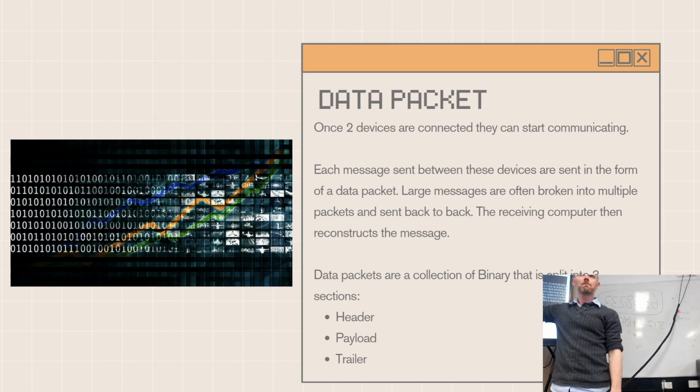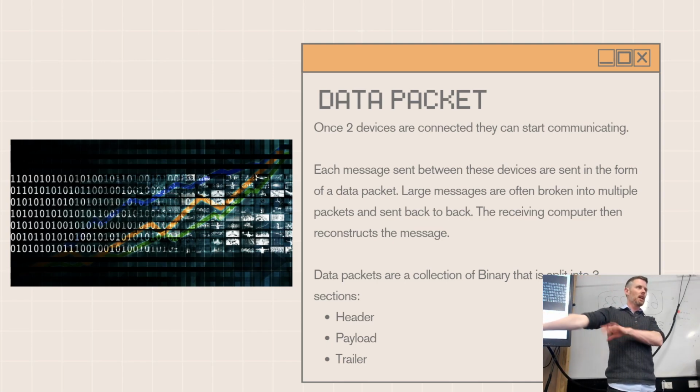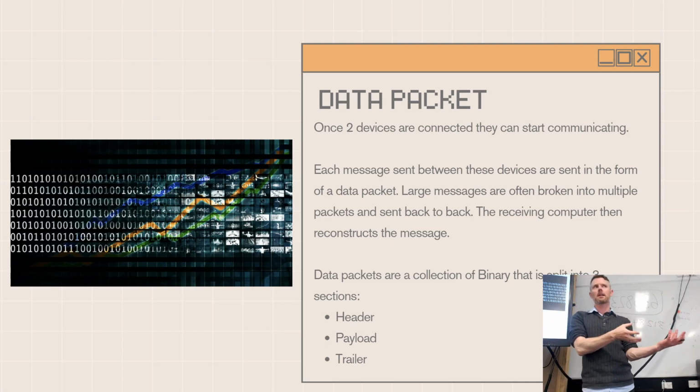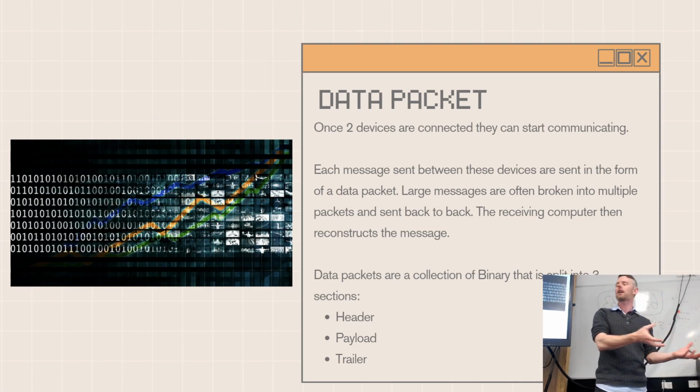You've got the header, which obviously comes first. You've got the payload, which is in the middle, and then you've got the trailer at the end. And the purpose is pretty simple. The header is information about the packet coming in. The payload is the information that Zach is sending me, the video. And then the trailer is basically to indicate we're at the end of the message.